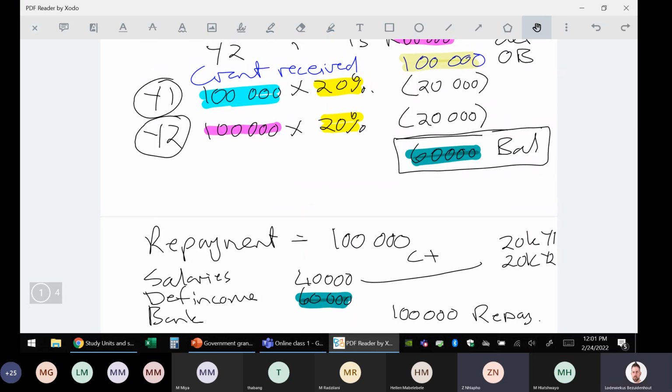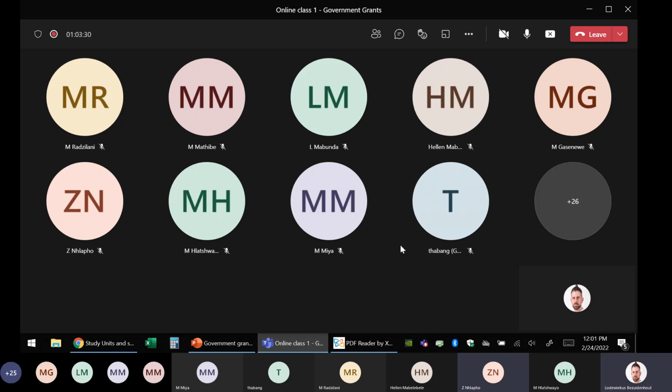All right, and the other 40,000 will go to salaries. So what we reduced our costs with in the previous 2 years will now be an increase in the cost of 40,000 on that repayment of the grant. And this is what happens when it is income-based. All right, are you all with me on this one? It's not difficult. You have to just go and calculate what is the balance that is left on your deferred grant account.